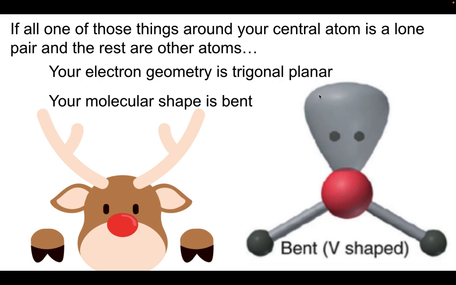So if 2 things are atoms and 1 is a lone pair, it's taking up space, but you can't see it because you can't see electrons. But atoms you can kind of visualize. Well, your electron geometry is still trigonal planar, but your molecular shape is bent because you're seeing it go up and down. It's kind of like a V shape. Again, electron geometry, trigonal planar, molecular shape, bent. If you have 3 things around your central atom and 1 of them is a lone pair.